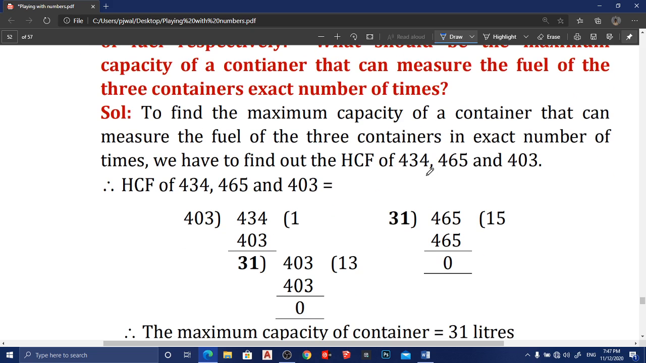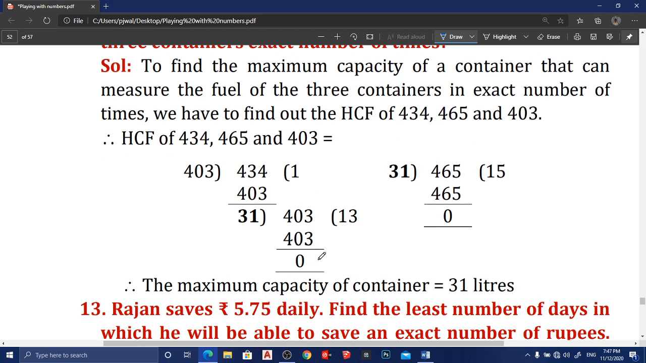I am taking the long division method, because all the numbers are near to each other and it will be easy to divide the numbers. So 434 I am going to divide with 403. You get 31 as the remainder. Now divide 403 by 31, 13 times. So 31 is the HCF for these two numbers.